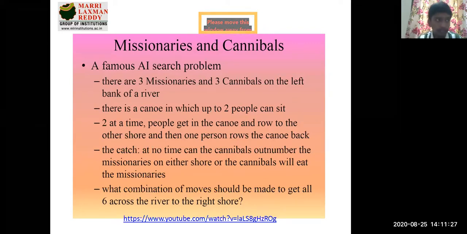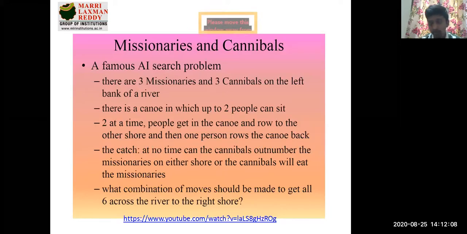And there's one more condition: at no time can the cannibals outnumber the missionaries. Cannibals are something like aliens who will eat the missionaries, because if there are fewer missionaries and more cannibals, it will affect the missionaries. Cannibals can eat the missionaries. That's the condition we need to ensure. With respect to the boat capacity of only two, and cannibals never outnumbering missionaries, we need to frame a solution and try to address this problem.